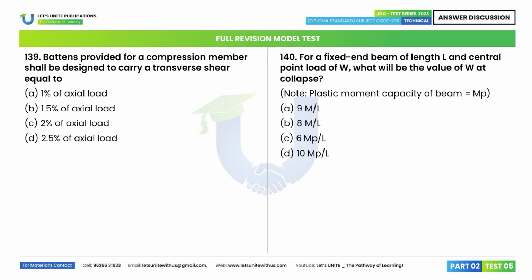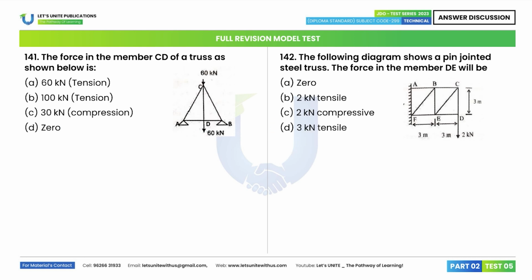Option E. 139. Battens provided for a compression member shall be designed to carry a transverse shear equal to 2.5% of actual load. Option D. Next 140. For a fixed end beam of length L and central point load of W, what will be the value of W at collapse? 8 Mp by L. Option B. Next 141. Force in the member CD of a truss shown below. The answer is option A, 60 kN tension.